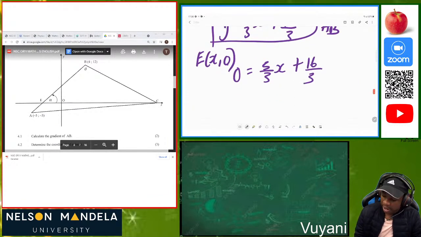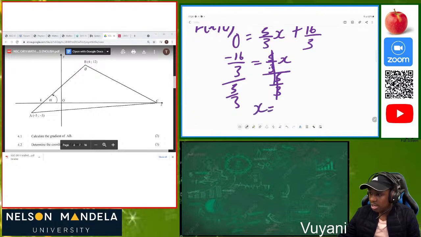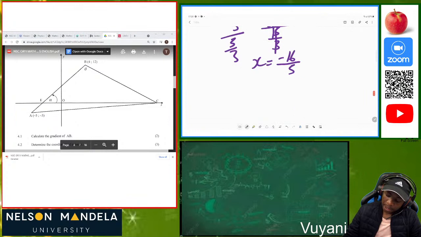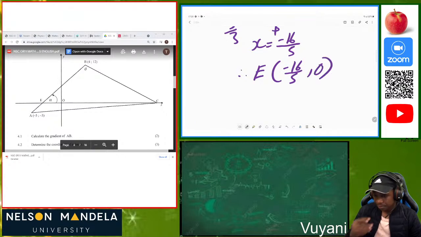Then let's solve for x. We know that negative 16 over 3 will be equal to 5 over 3 x. Then divide by 5 over 3, divide by 5 over 3. Then using your calculator as well, you attain your x value to be negative 16 over 5. So therefore, the coordinates of point E is negative 16 over 5, 0.